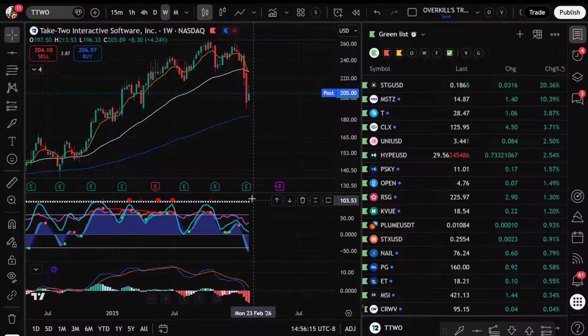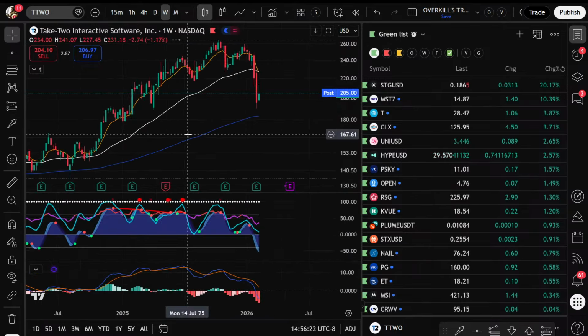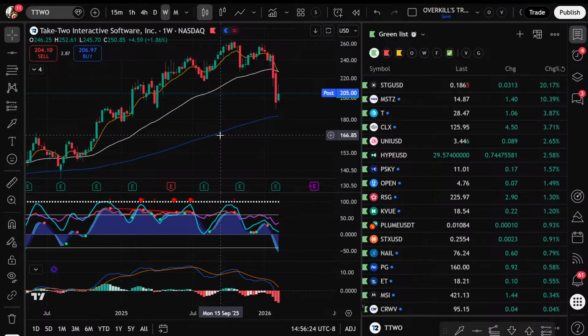TTU just needs the signal. Looks like they had earnings. I wait for the signal. That's fallen. The monthly chart is also pointing down. Got a MACD crossover. I'd hold off on that one. Wait for the signals.